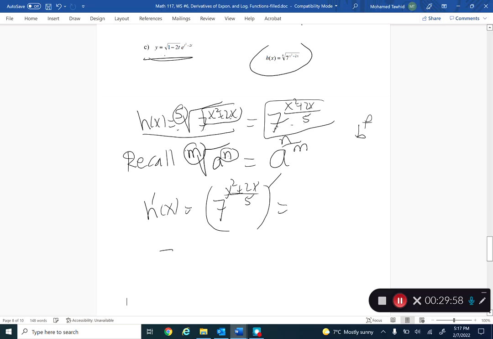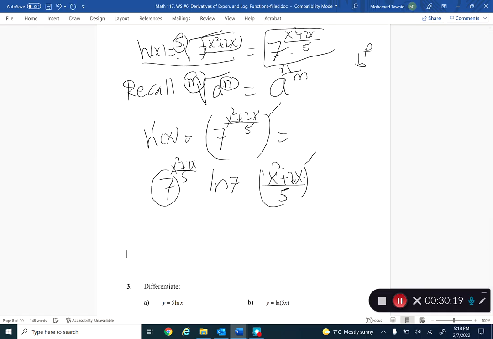The derivative of any exponential should be exactly the same, and ln of your base. What is your base here? 7. So I write here ln 7, multiplied by the derivative of the exponent, which is x squared plus 2x over 5. Then I have to take the derivative of this.